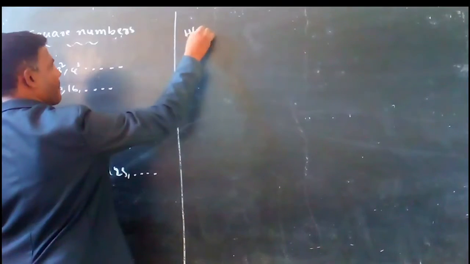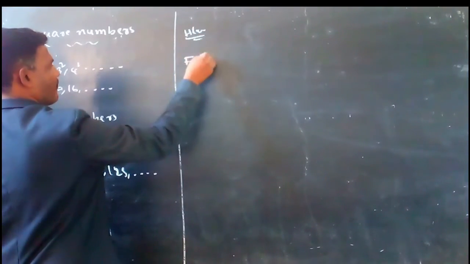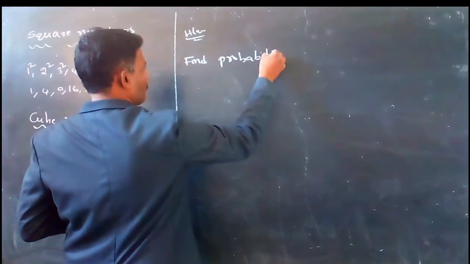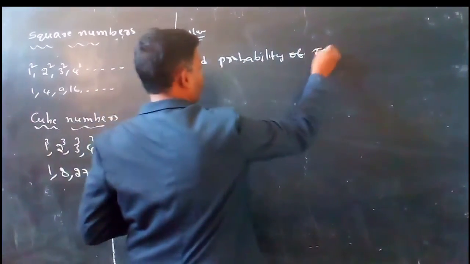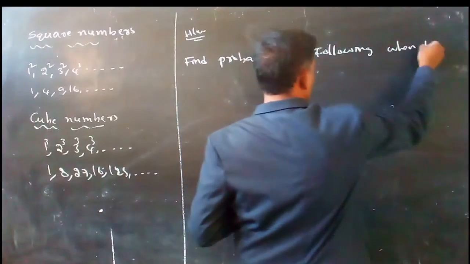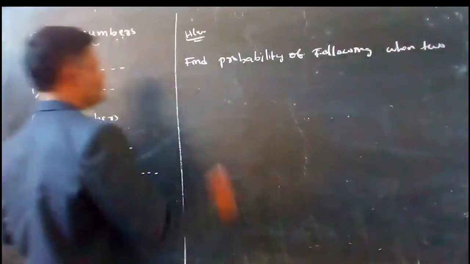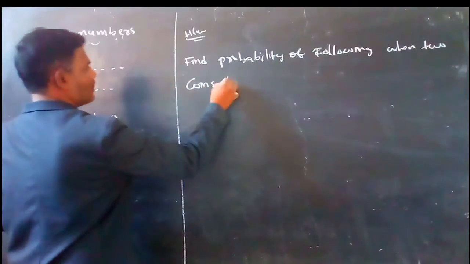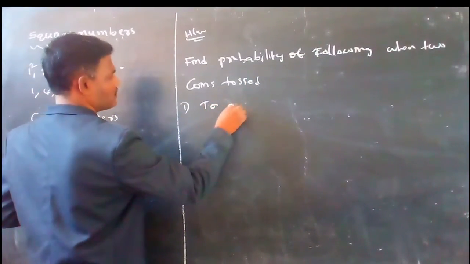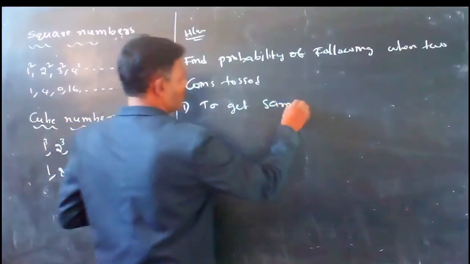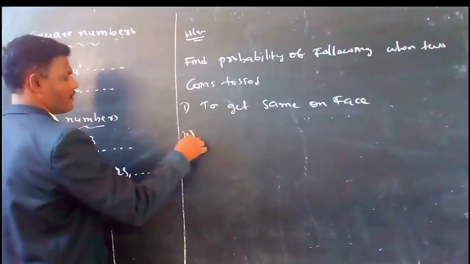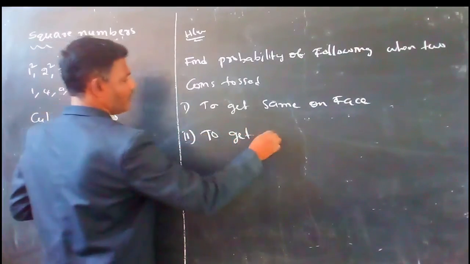Homework. Find the probability of the following when 2 coins are tossed. First one, to get the same on the face. Second one, to get at least one head.